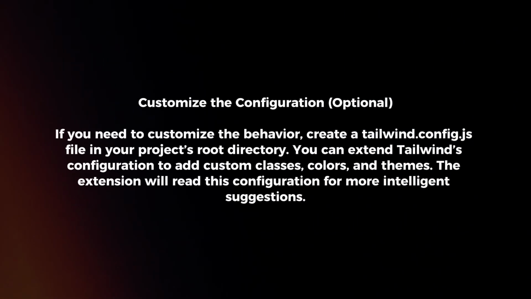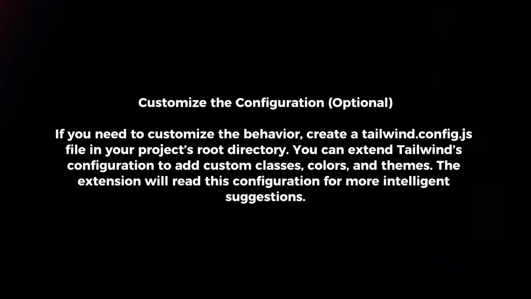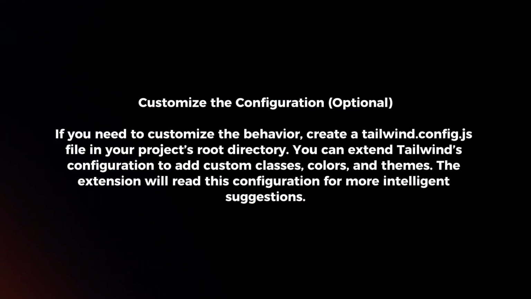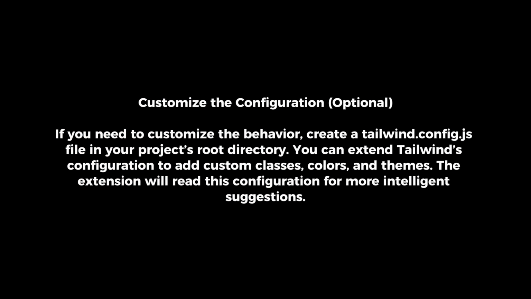Customize the configuration. If you need to customize the behavior, create a tailwind.config.js file in your project's root directory. You can extend Tailwind's configuration to add custom classes, colors, and themes. The extension will read this configuration for more intelligent suggestions.